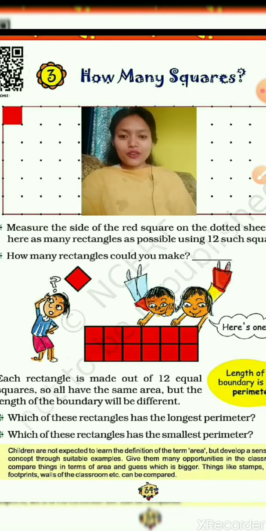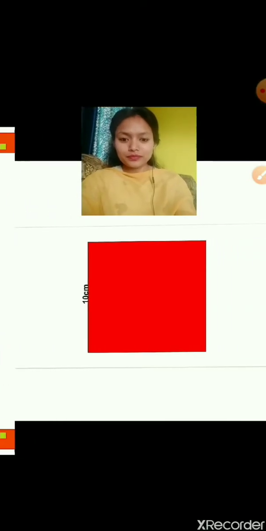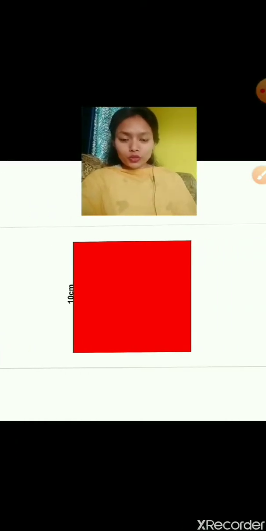Okay, now we will start our third chapter, that is How Many Squares? So, we will study about squares in this chapter. Now, before starting, let's study the properties of a square. You all know that a square looks like this. Yes, you all know this red block is a square.